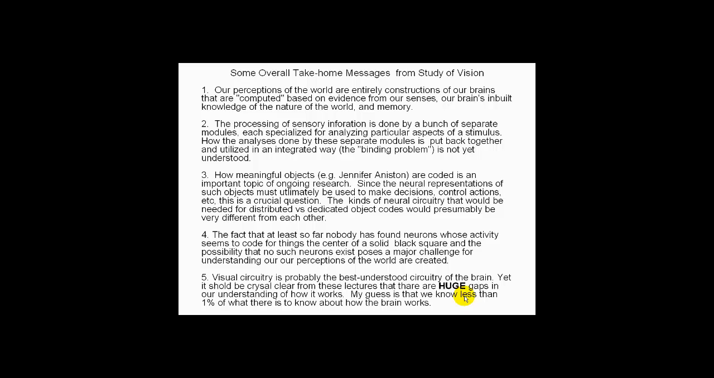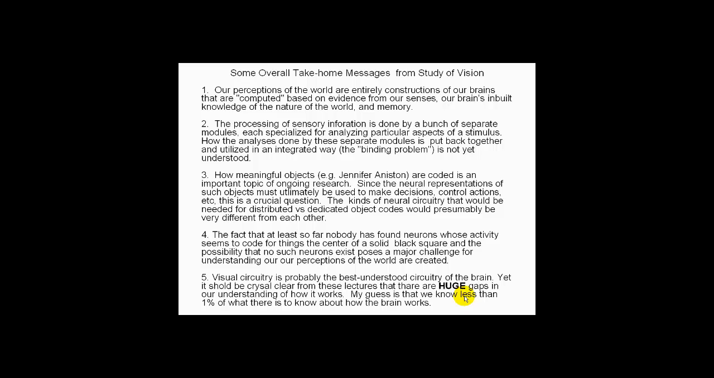Thirdly, how meaningful objects, for example Jennifer Aniston in the example that we saw, are coded is an important topic of ongoing research, since the neural representations of such objects must ultimately be used to make decisions, control actions, and so on. This is an extremely crucial question. The kinds of neural circuitry that would be needed for a distributed versus a dedicated code, which are the two kinds of ideas we talked about, would presumably be very different from one another. So resolving the nature of the coding of meaningful objects is a very important thing, which is not fully resolved, although most people, as I told you, think it's a distributed code.